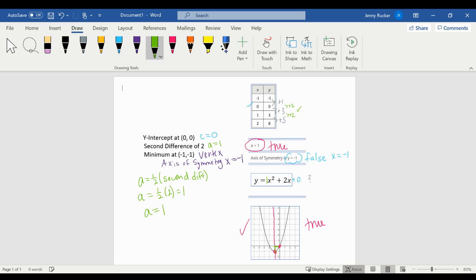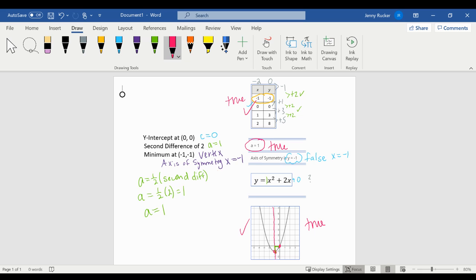That looks good. Okay, it says a minimum at (-1, -1). So that's proposing that this point right here is the vertex. Well, if that's true, then my next point above would be (-2, 0), because I would need that symmetry around that point (-1, -1). Let's see if that works for our first and second difference. So from 0 to -1 would be -1. And then -1 to +1 for my second difference is +2. That appears to work. So it looks like this table is true.